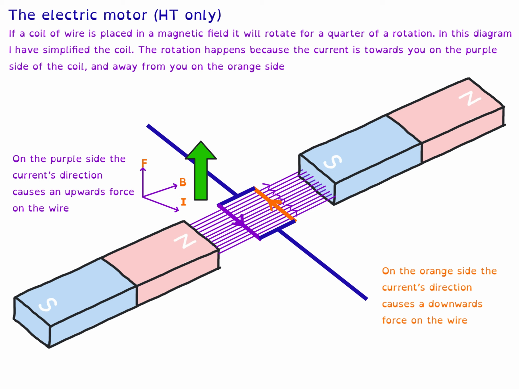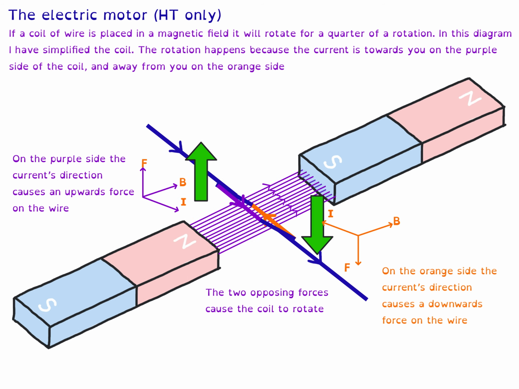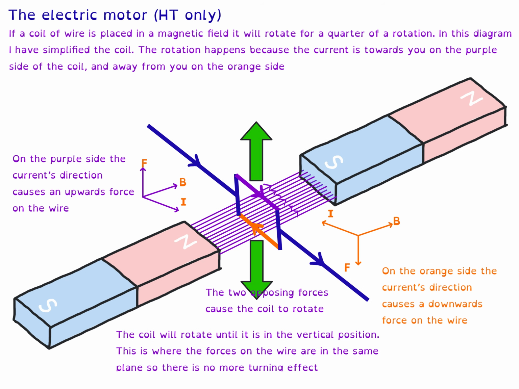On the orange side, the current's direction causes a downward force on the wire, and again this can be shown using Fleming's left-hand rule. The two opposing forces cause the coil to rotate. The coil will rotate until it is in the vertical position. This is where the forces on the wire are in the same plane, so there is no more turning effect.